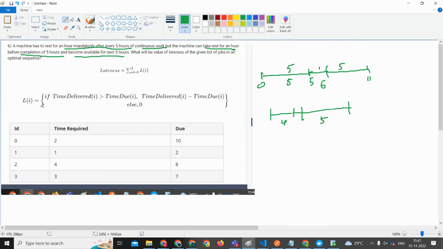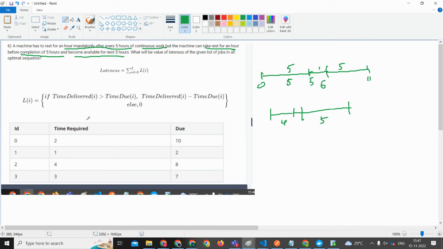Pooja, can you help me here in this? Yeah. What should I do? Actually, here we try to do maximum jobs in minimum time. Correct. Maximum number of jobs. So here I take firstly ID number 1 for 1 hour.